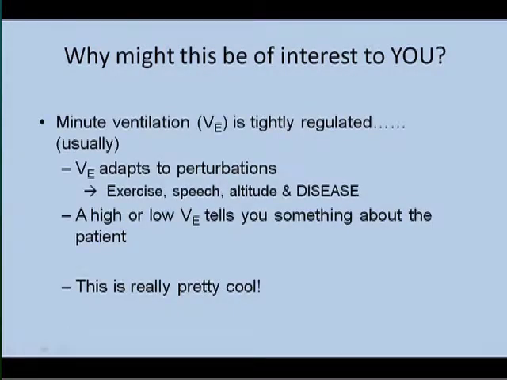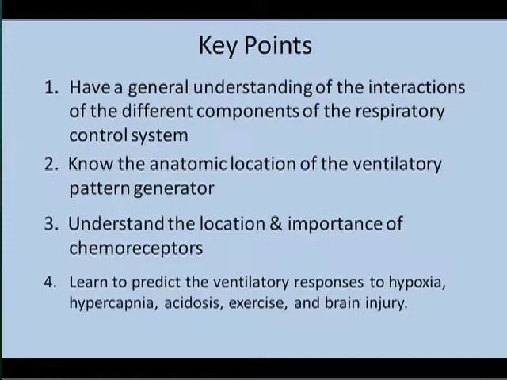Well, the point is that normally, minute ventilation is very tightly regulated. As the prior two slides demonstrate, the ventilation autopilot adapts quickly to perturbations such as exercise, speech, altitude, and disease. If you observe a high or low minute ventilation, it tells you something about the patient in front of you. If you have an arterial blood gas and an estimation of minute ventilation, you actually know a lot about the patient. And if you're a pulmonologist, that's pretty cool. If you're a doctor of some other sort, this could be very useful.